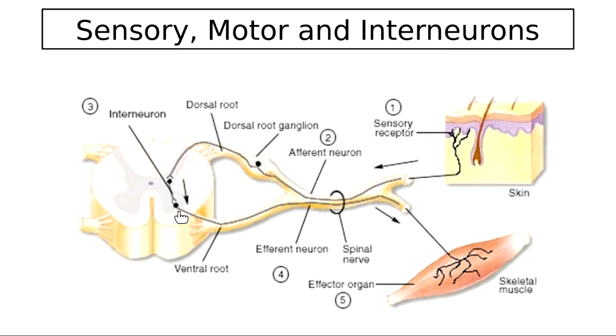So here's your motor impulse coming out here, and that's a cell body inside the central nervous system. So here's the axon leaving and going out, in this case, to a muscle to cause it to contract.